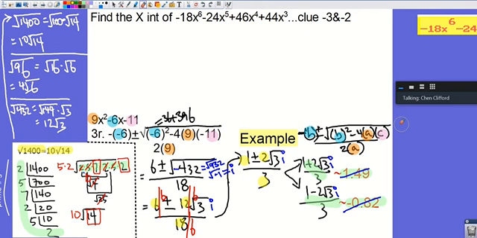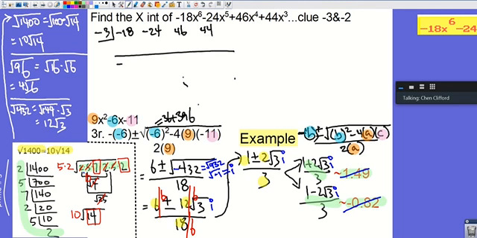Okay, so how does that apply to the big picture of what we're doing over here? Let's look at this top problem. Let's say you do synthetic division, and I'm going to tell you negative 3 works. I'm going to start off exactly the same way. I get negative 18, negative 24, 46, and 44. Bring the negative 18 down. I get 54. I hope I'm able to do mental math with this one. Negative 90, and I get 44.